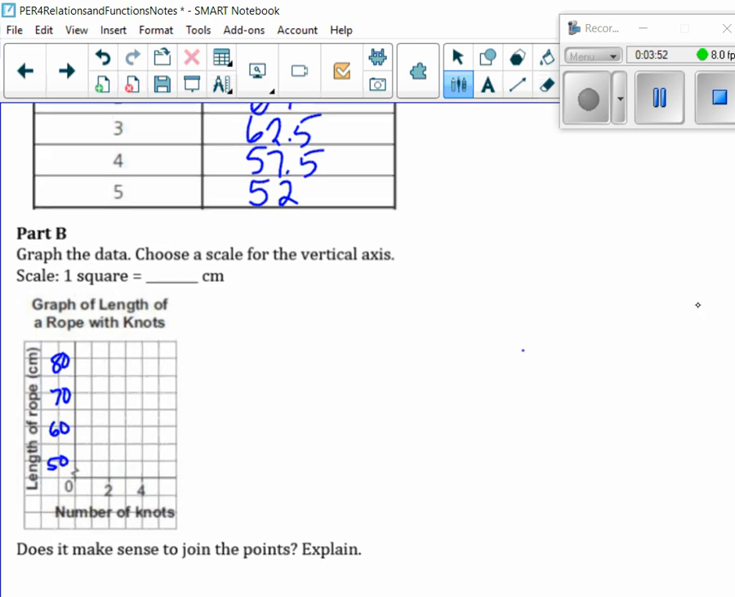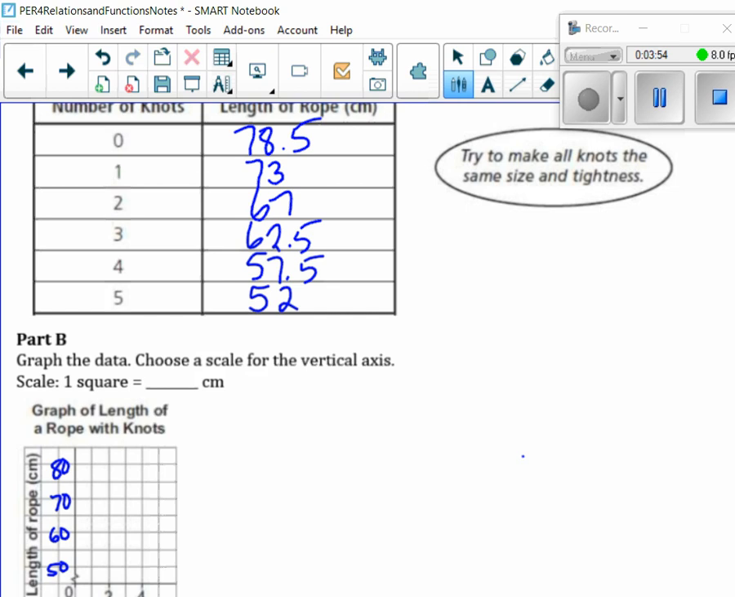Okay? So now I'm going to plot 0, 78.5. That's 75, so say about there. And then 1 is 73 right there. 2 is 67, so right there. 3 is 62.5. Look at that, how beautiful this works out, hey? Number 4 is 57.5, and number 5 is 52. So I have 1 square equal 5 centimeters.